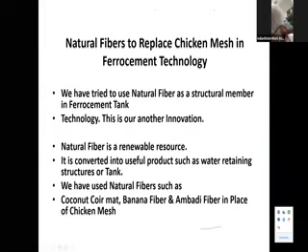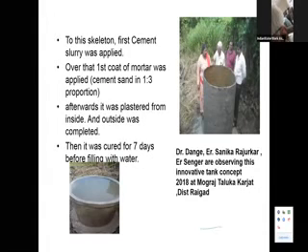Natural fibers, this is our another innovation. Now in ferrocement, you know, chicken mesh and wire mesh is used. So here what we did is, we have replaced chicken mesh with natural fiber. So only with the help of wire mesh and natural fiber, a tank can be constructed. This is a small tank that we have constructed, of 4 feet diameter and 4 feet in height, 1,300 liter. Yes, I am finishing now.